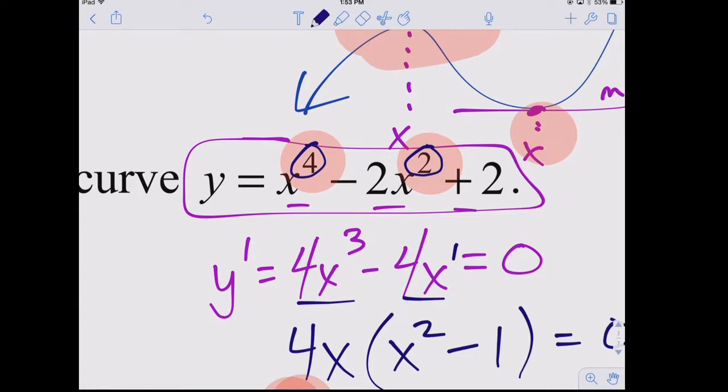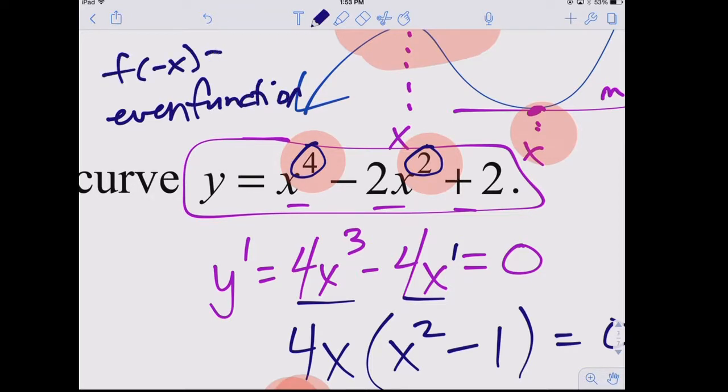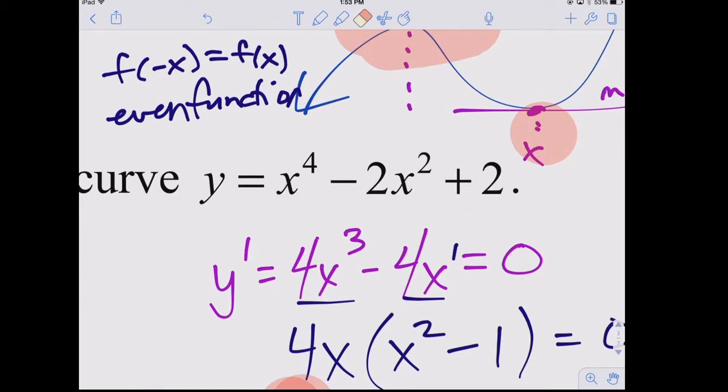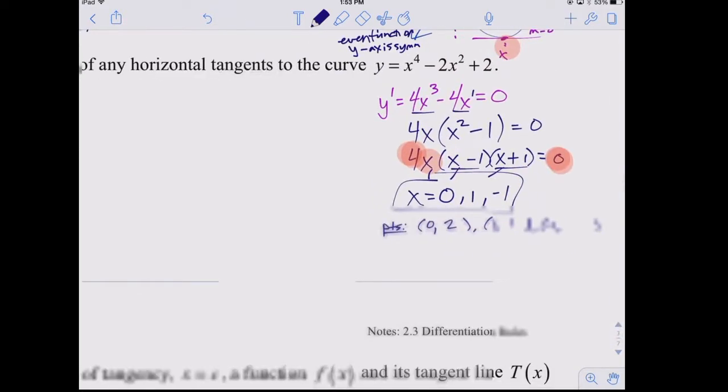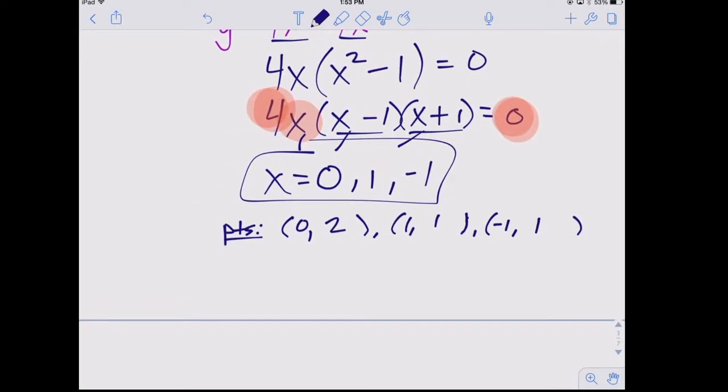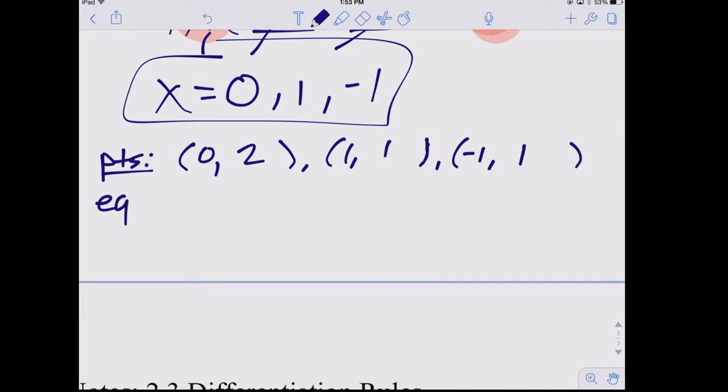So this function ends up being an even function because the rule is if f of negative x equals f of positive x, it's going to be an even function. And it is, because our 2 exponents are both even numbers. What type of symmetry does such a function have? Y-axis symmetry. Okay, that's cool. I know it has y-axis symmetry. So now to finish up the question, I need to find the equations of the tangent lines. What is the equation of a horizontal line?